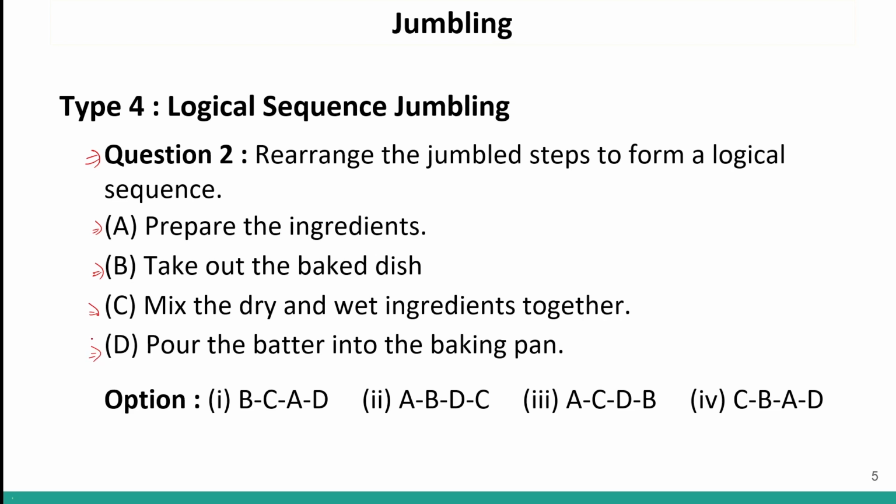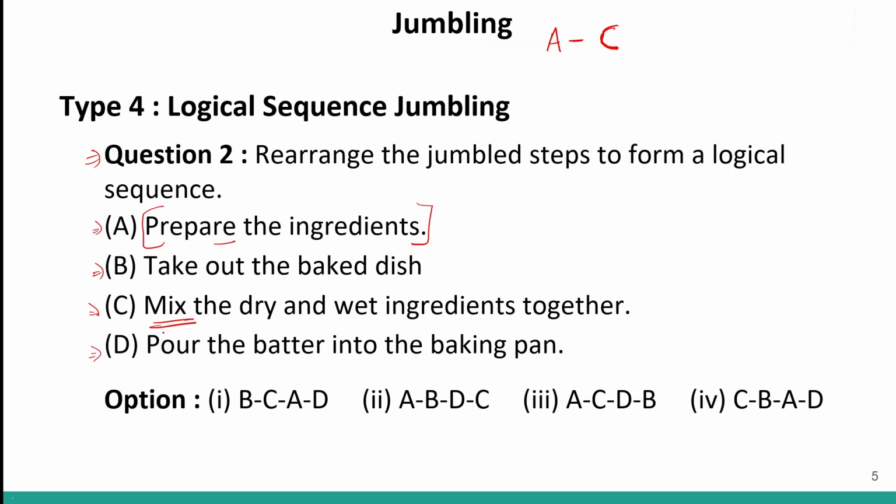If you know cooking, you know that the first step you do is to prepare your ingredients. Without having the ingredients, can we cook something? No, we cannot cook unless we have the ingredients. So the first logical step will be to prepare the ingredients. Then we'll mix the ingredients. I have my ingredients, then I have to mix them together to create a dish, right? So the next logical step will be C, which is to mix the dry and the wet ingredients together.